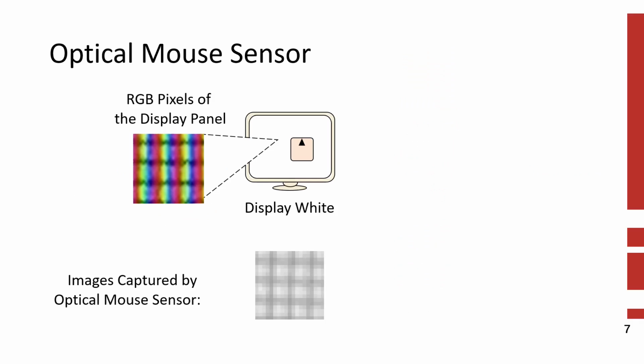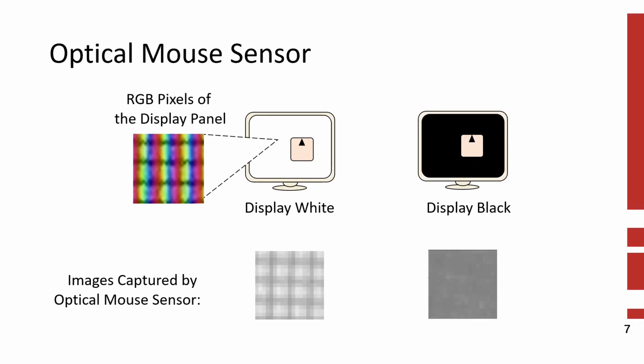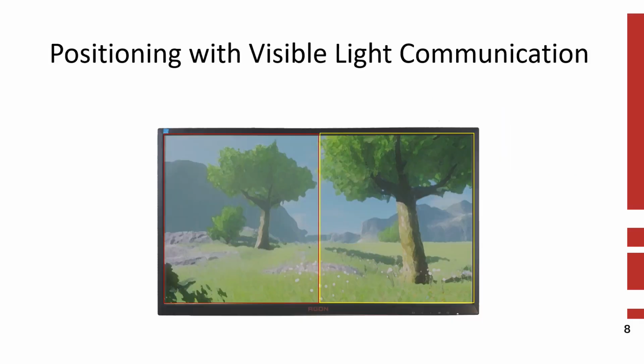When putting the mouse token on the screen, its mouse sensor is able to capture the display content. For example, when the screen displays white, the captured image is bright. When it displays black, the captured image is dark. The capability of the mouse token allows us to track its location on the screen surface. The mechanism can be explained with a simplified example.